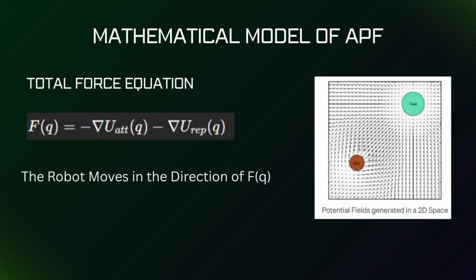The robot's movement is guided by the net force derived from both potentials. Mathematically, this is the negative gradient of the total potential. The gradient operator calculates the rate of change of potential, giving us the direction and magnitude of the steepest ascent. We use the negative of this, which means the robot always moves towards the lowest potential energy. This ensures the robot moves towards the goal while simultaneously being pushed away from the obstacles.